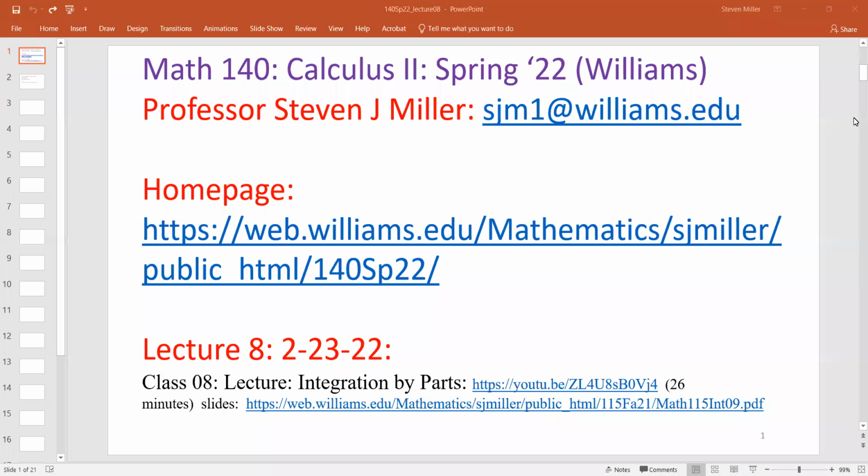All right, so welcome to Math 140 Calc 2. This is lecture 8. What we're going to be doing today is integration by parts. I want to cover a little bit of the theory, talk about how we apply integration by parts to some interesting problems, and then as time permits, talk a little bit about the theory and applications.